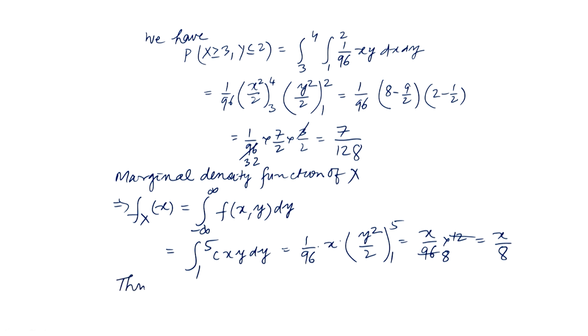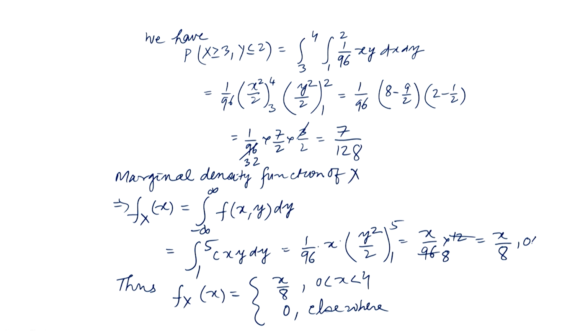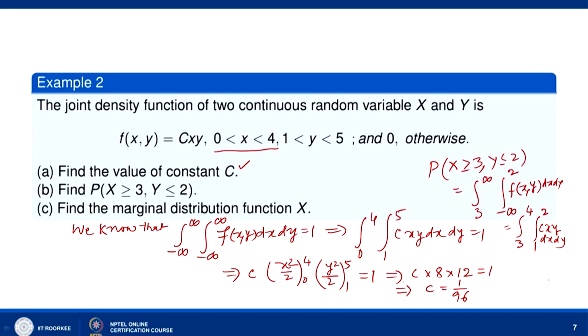So, thus f1(x) is equal to x by 8 when 0 is less than x less than 4 and 0 elsewhere, because if your x does not lie in the interval 0 to 4, f(x,y) will be 0. So, this is for 0 less than x less than 4. So, this is the marginal density function of x, for example 2.